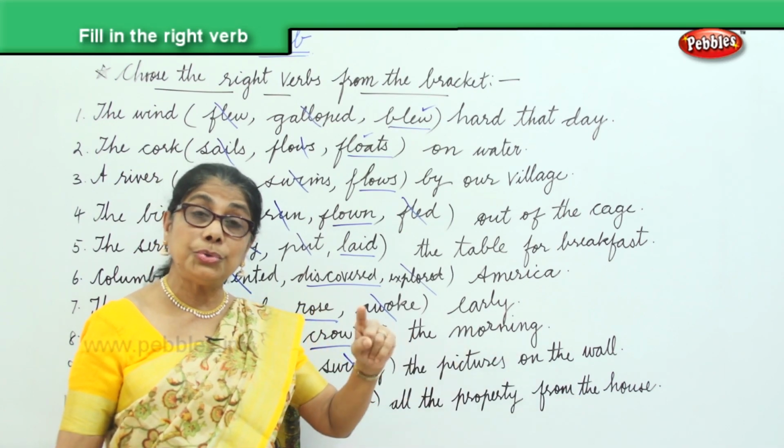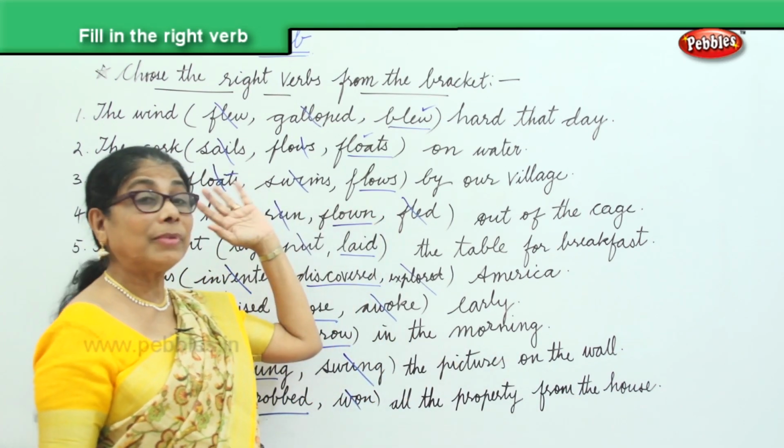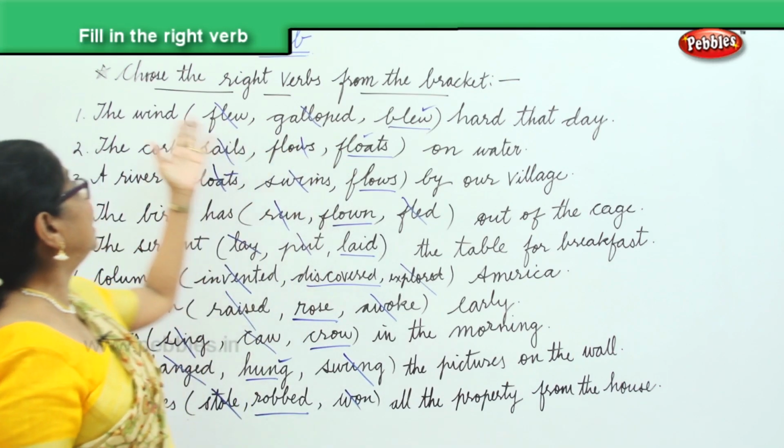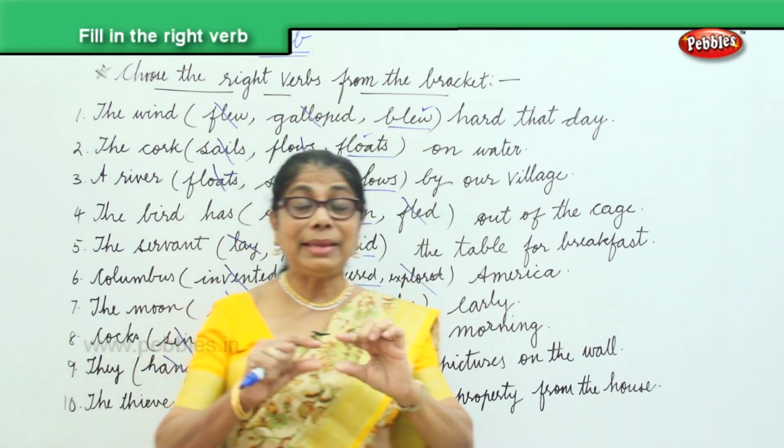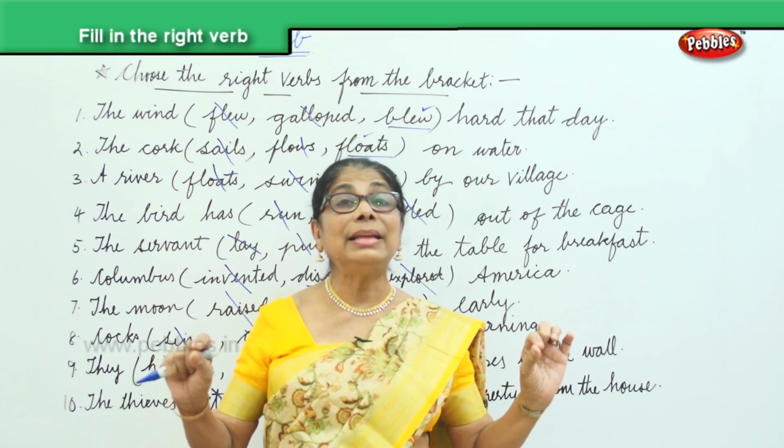So we learned to choose the correct verb from the three given. So what we did is choosing the right word from the bracket, making sense for the sentence.